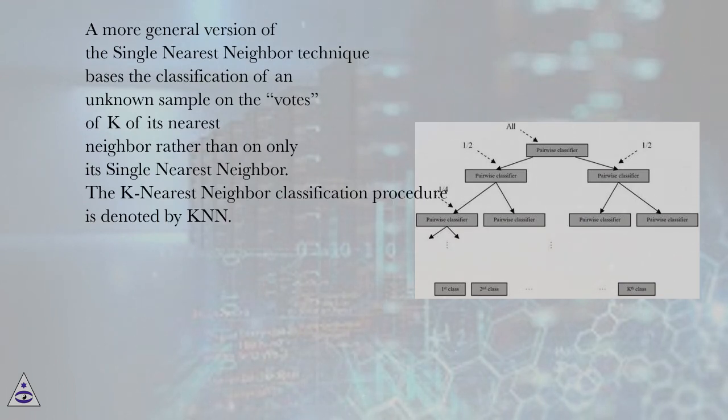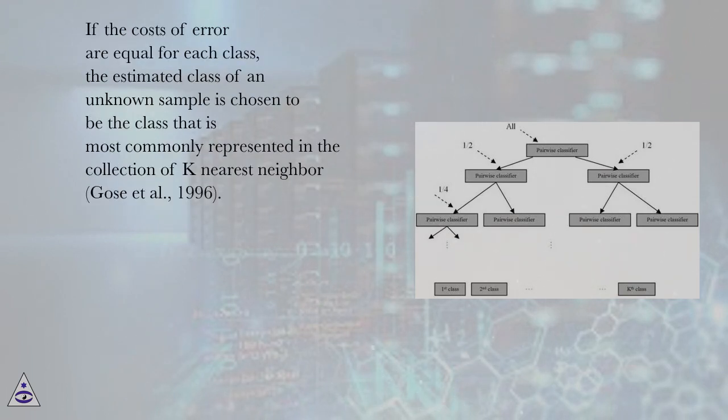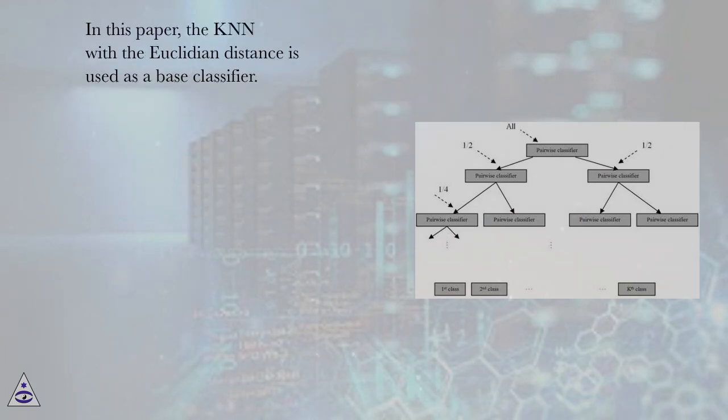The k-nearest neighbor classification procedure is denoted by KNN. If the costs of error are equal for each class, the estimated class of an unknown sample is chosen to be the class that is most commonly represented in the collection of k nearest neighbors, Duda et al., 1996. In this paper, the KNN with the Euclidean distance is used as a base classifier.